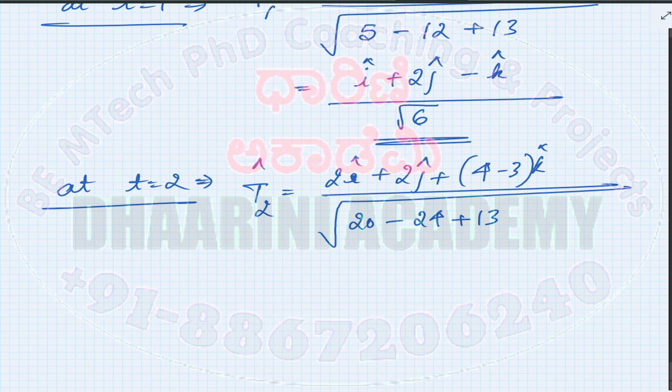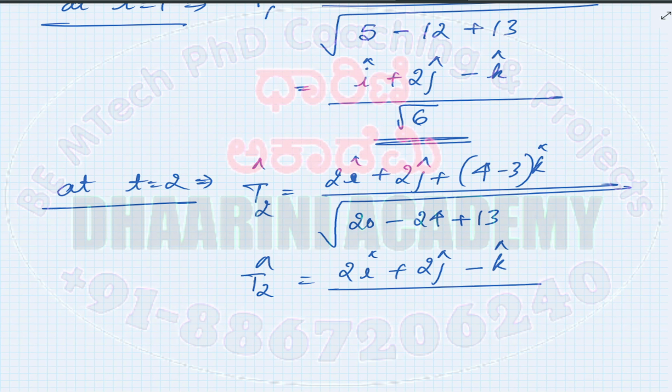Alright, so t2 cap is equal to 2i cap plus 2j cap minus k cap, whole divided by root of 20 minus 24 is minus 4, plus 13 is 9. So that is 3. Okay, so anyway, one is divided by root 6, the other one is divided by root 9. We got two vectors. Now let's recall the concept of the dot product.